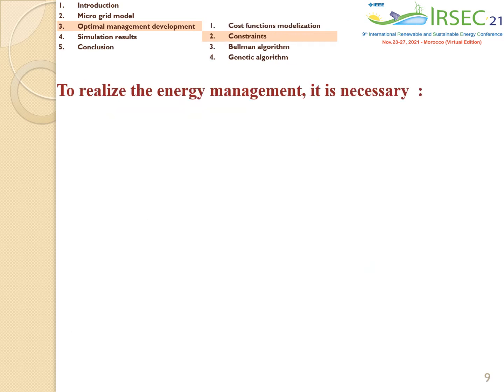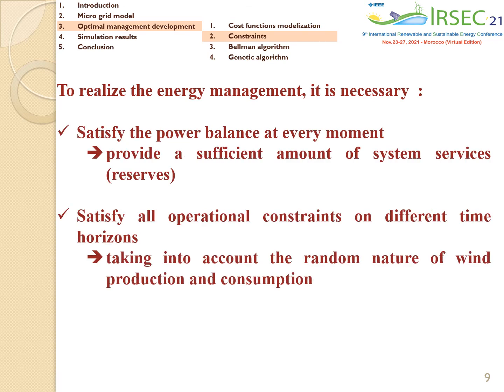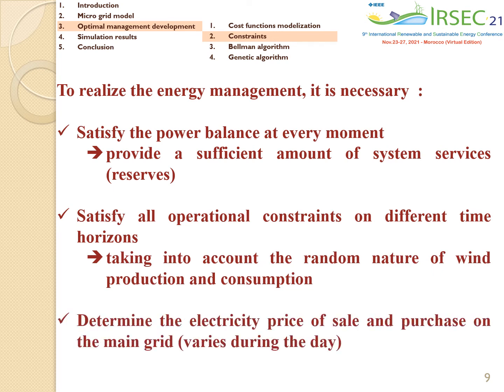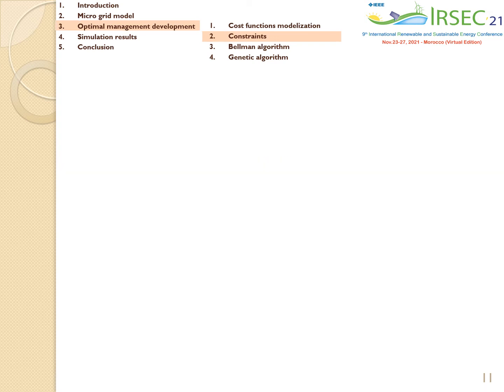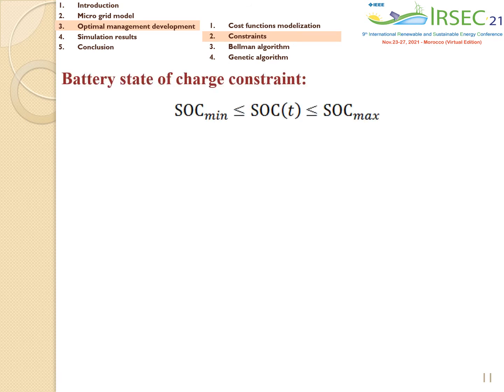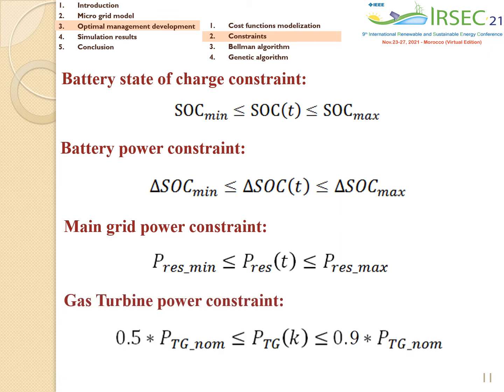To realize the energy management, it is necessary to satisfy the power balance, satisfy all operational constraints on different time horizons, and determine the electricity price of sale and purchase on the main grid. It varies during the day. At each moment, the power balance should be respected. To improve battery life, the state of charge should respect the two first constraints. Also, it is advisable to use the turbine above 50% of its rated power to increase efficiency and weaken emissions.